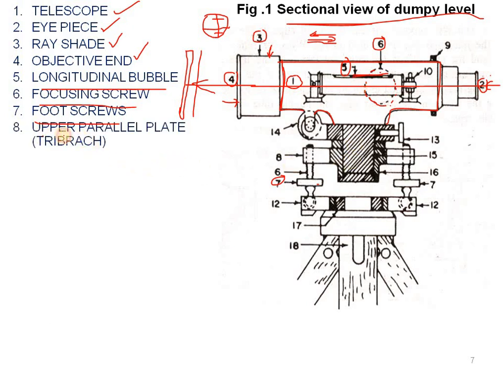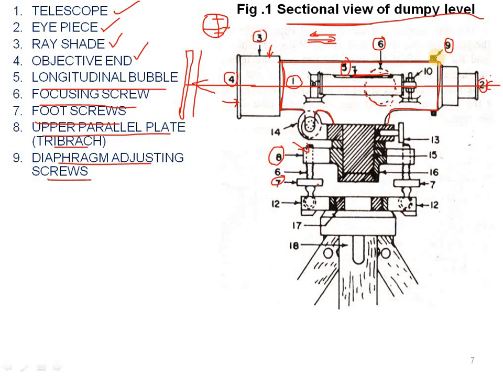And the eighth one is the upper parallel plate, the tie back. Where is the eighth one? This is the eighth one. We will call this the upper tie back plate. This is parallel to the instrument. And the diaphragm adjusting screws. These are the diaphragm adjusting screws. At the top of the telescope we can see small screws. With these we can adjust the diaphragm.